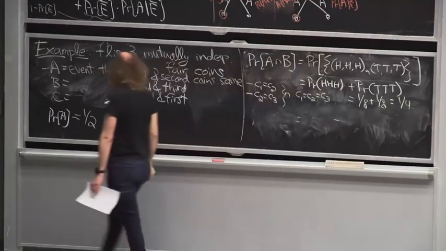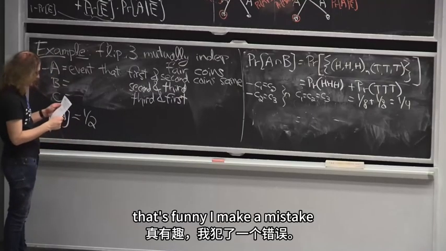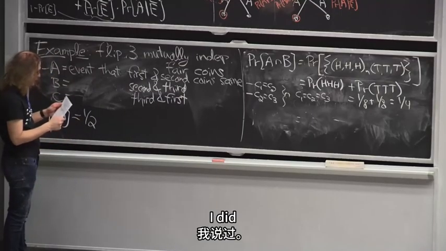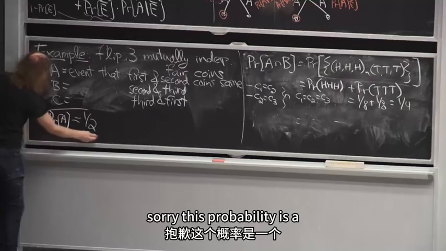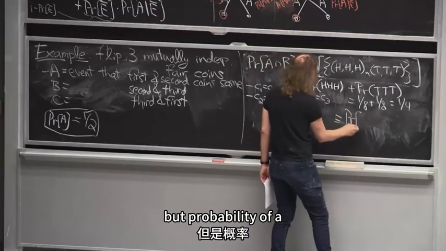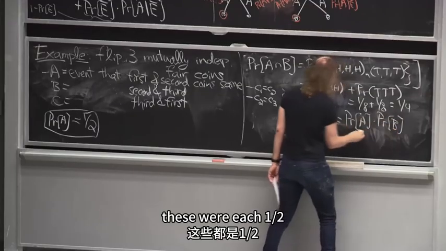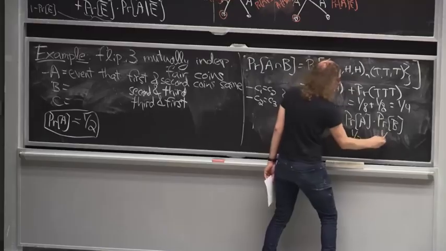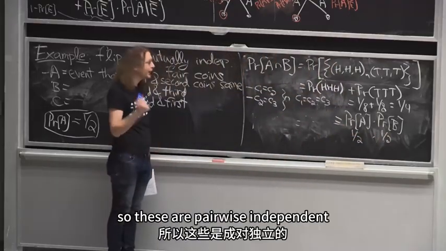And that's not what we wanted. That's funny. Did I make a mistake? Oh, no, that's what I wanted, right? Sorry. What I wanted was for this to equal not the probability of A, but the probability of A times the probability of B. These were each 1/2. And so their product is 1/4, and so that matches. So these are pairwise independent.